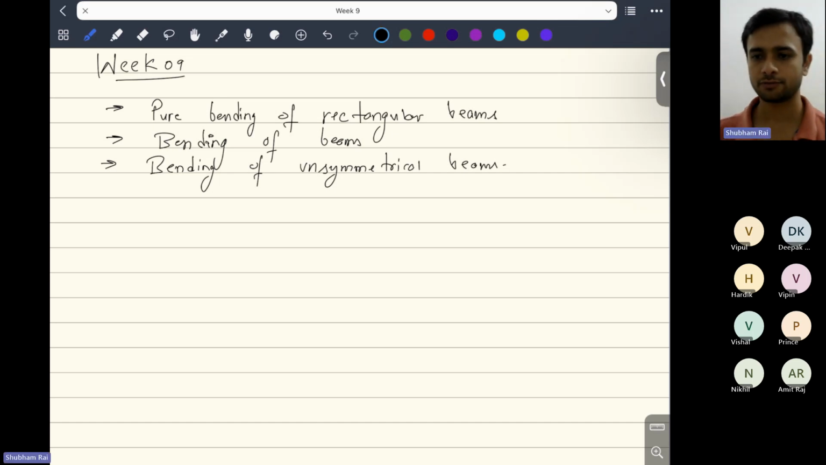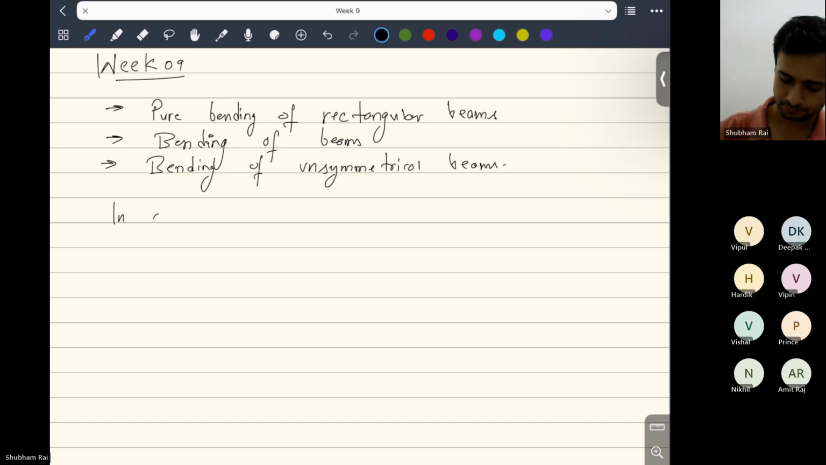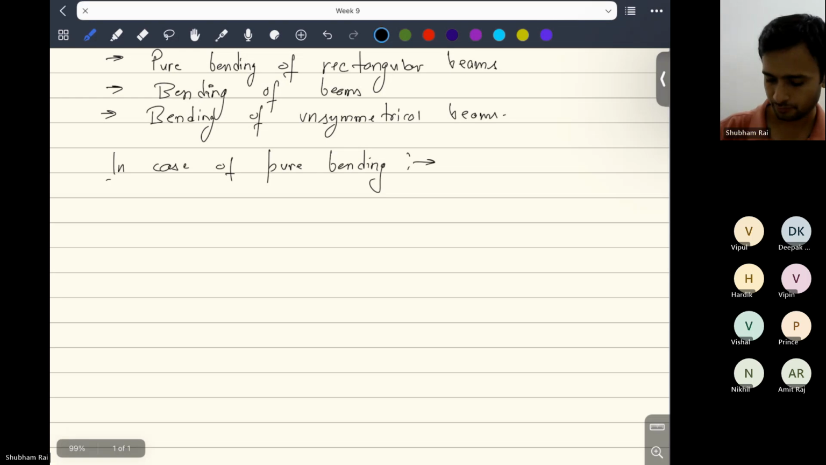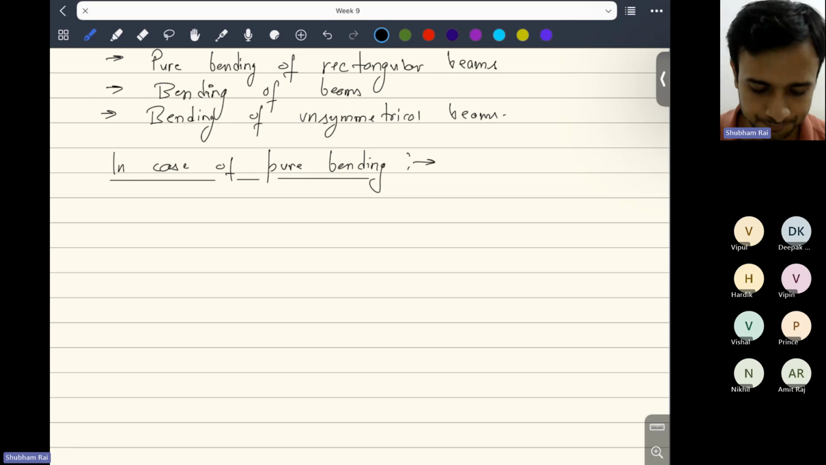So let me just write down the formulas that were there in the lectures, then we will continue with the questions. So in case of pure bending, what was the formula for longitudinal strain in case of pure bending? Can someone tell me what was the expression for longitudinal strain in case of pure bending?